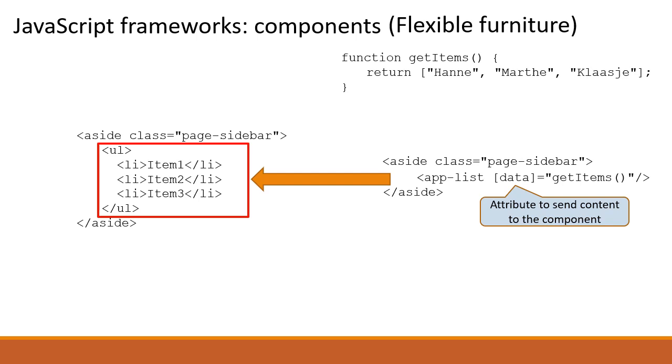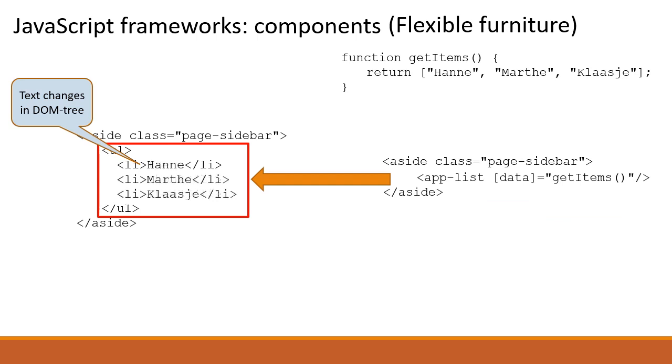But here you can see that the contents of this data attribute is equal to the return value of getItems. And when we do it like this, we will see that our component will show the 3 names instead of item 1, item 2, and item 3.